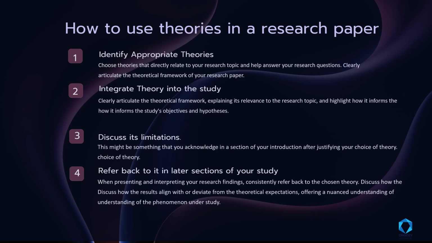It is very, very important to discuss the limitations of your theory. It shows that you're not biased. You are informed. Because you acknowledge that after you have justified that theory, you acknowledge that there is a limitation of that theory. It's very important.